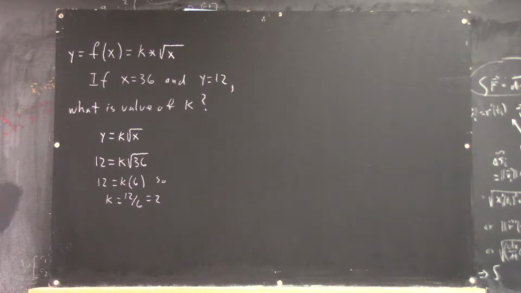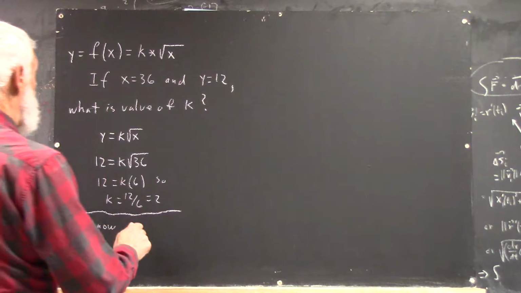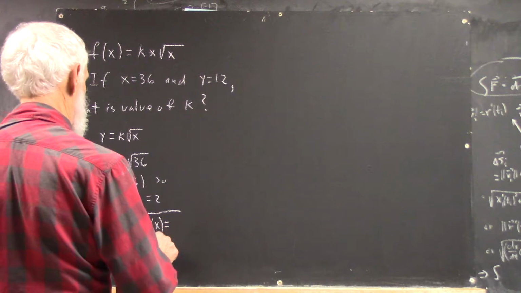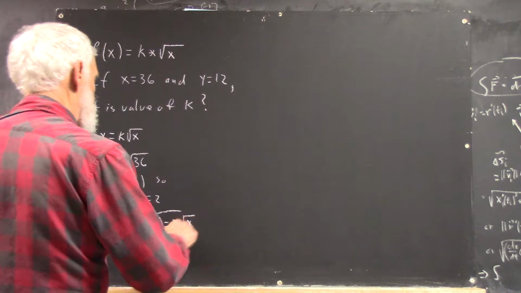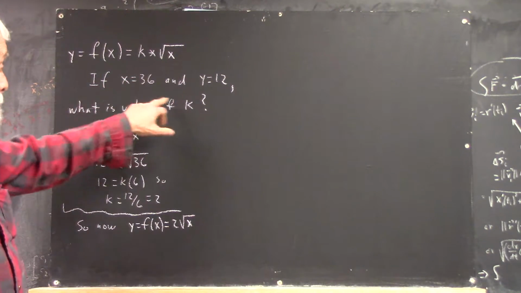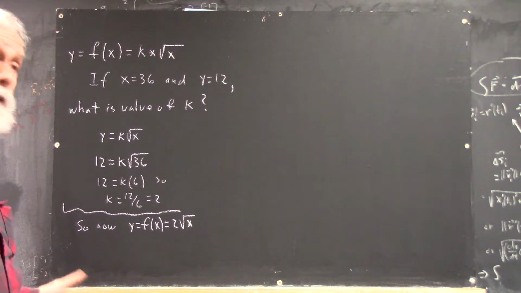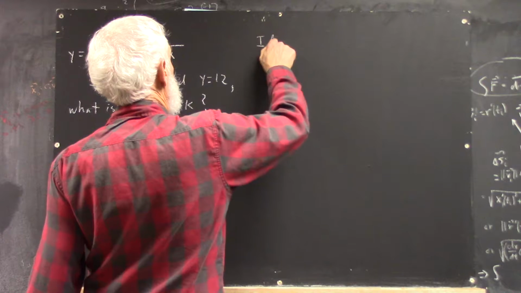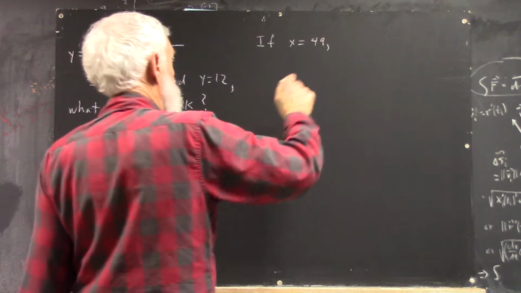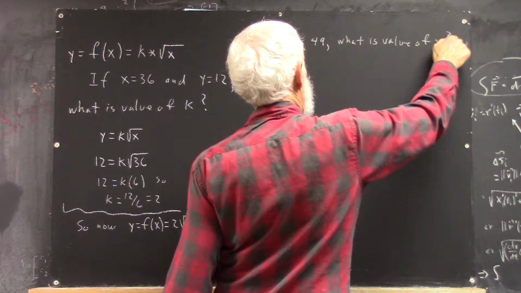Okay? Then now we defined our f of x function as 2 square root of x, right? Because it was k square root of x, but now we figured out what k is. We replace k with the 2. Okay? So now I can ask questions about this. I can say, okay, if x equals 49, then what is the value of y?